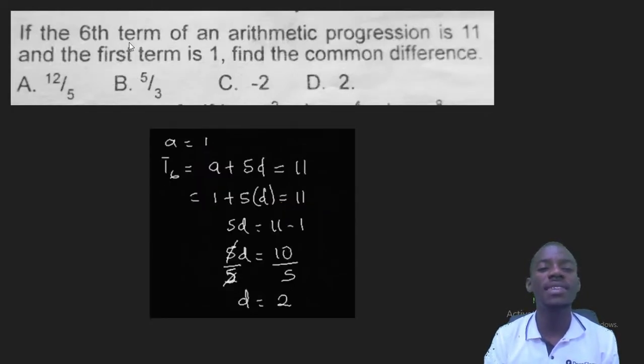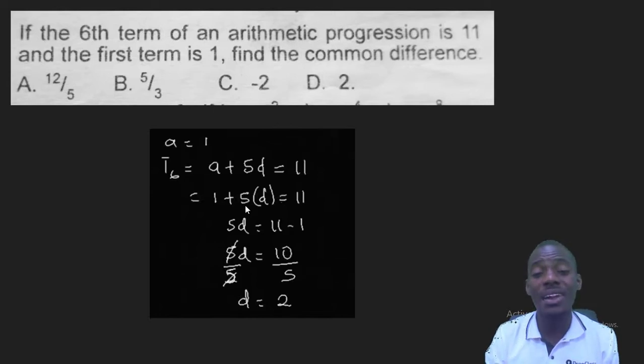The next one says: if the sixth term of an arithmetic progression is 11, and the first term is 1. Of course, from the formula, that means a is 1, and the sixth term is a plus 5d, which is 11, right? So 1 plus 5d is 11. Now find d, the common difference.